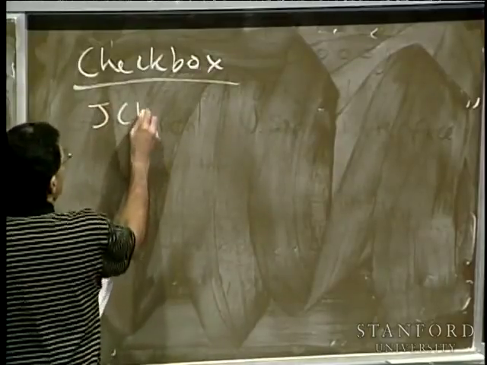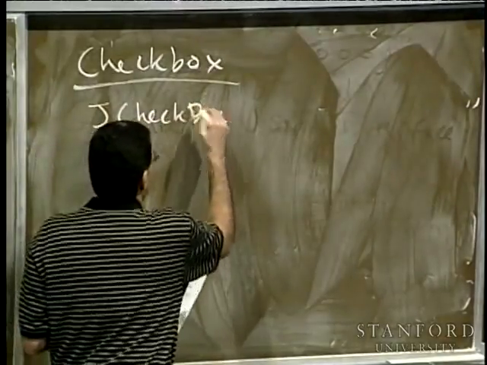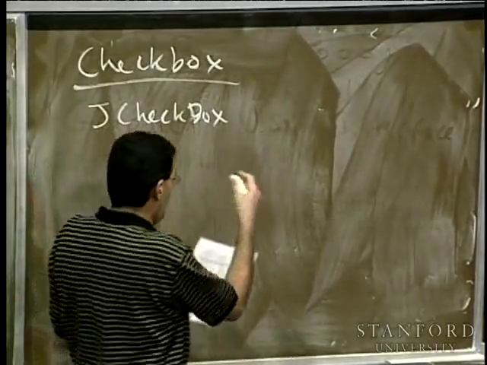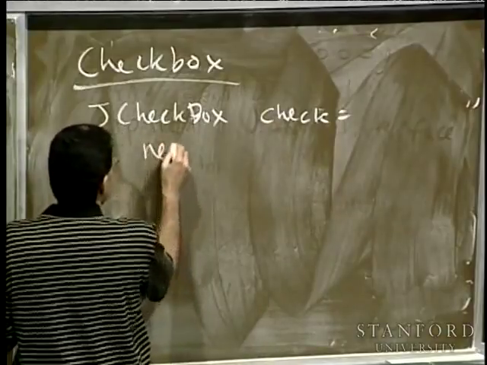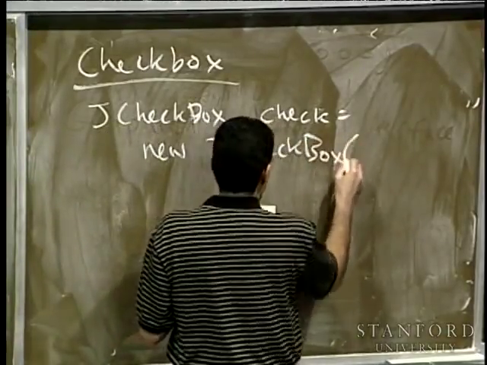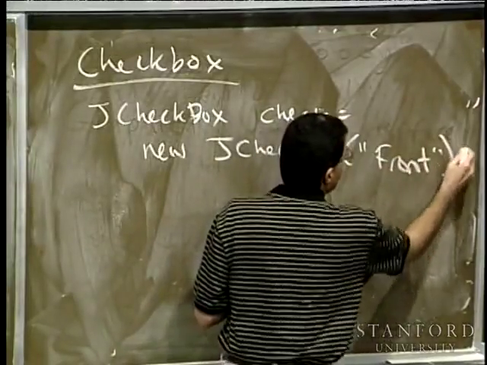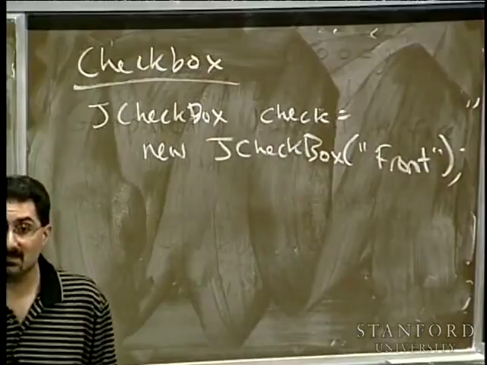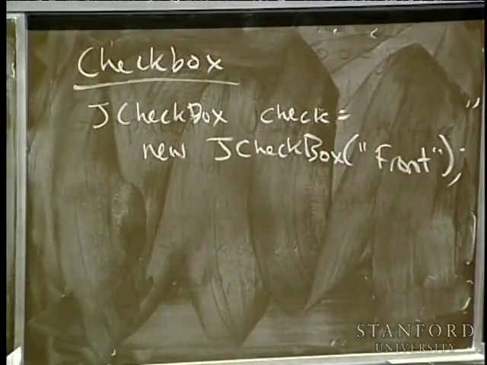Well, the type here is called JCheckBox, with a capital B there. What I need is a variable of that type. I'll call it check. And the way I create this is I say new JCheckBox. The parameter I give to the checkbox is the name that I want displayed next to it, like "Front," to indicate that it's the front of the face. So it'll write out Front and put a little box after it.